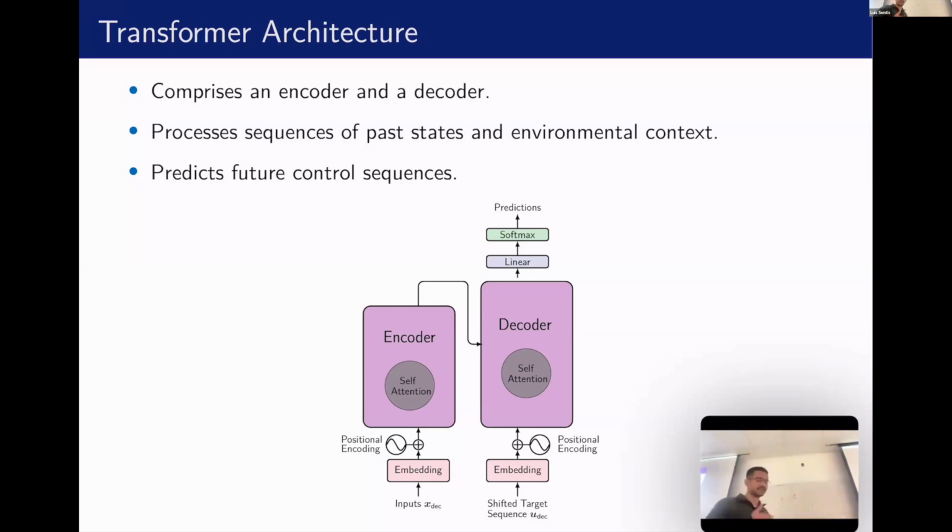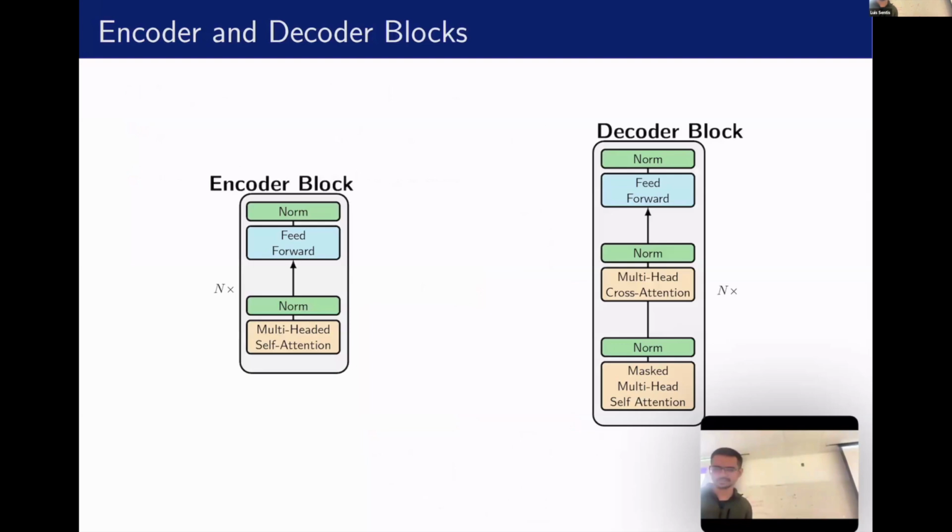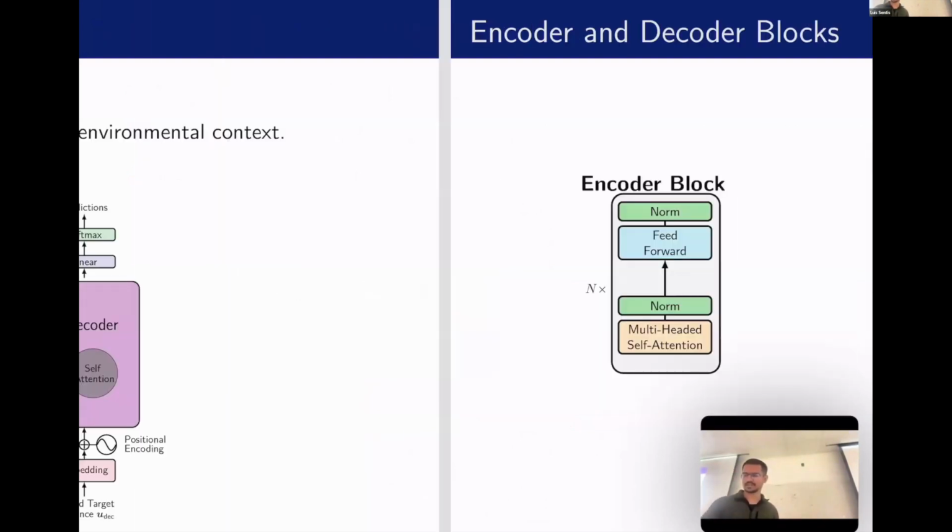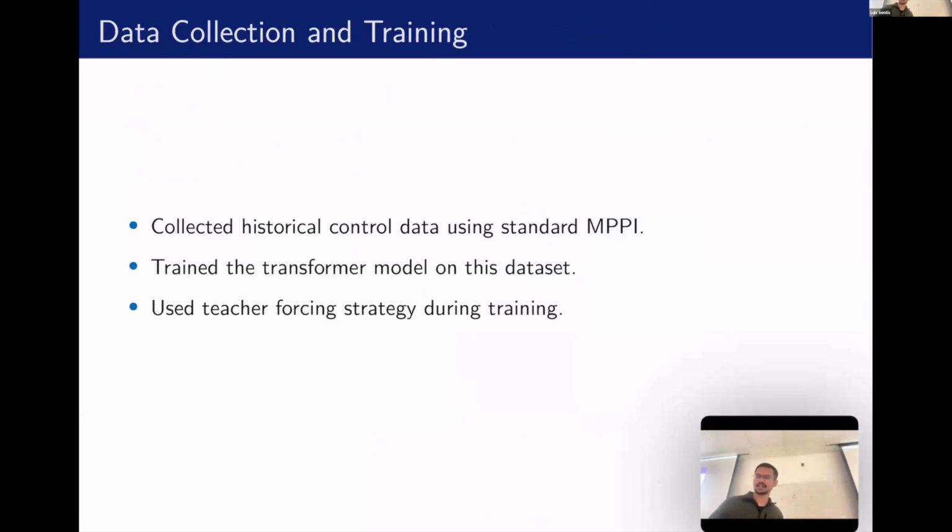And this is obtained using the MPPI algorithm. So we are doing data generation using the MPPI algorithm, and we are running it for a long time. So for data collection, we are using the original MPPI algorithm, and the predictions are just the optimal control sequences. This is the encoder and the decoder block which is present here. So I'll not go into detail.